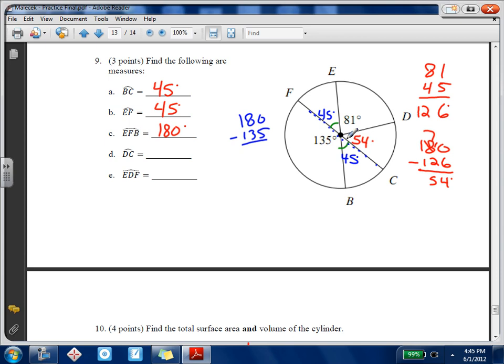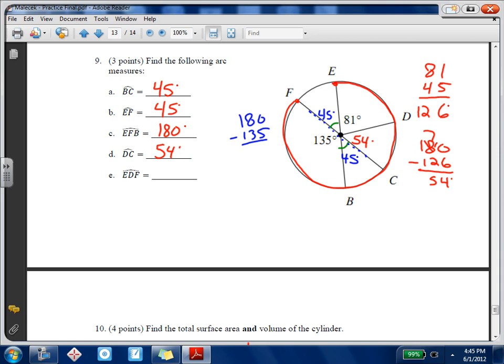DC, we take the shortest route from D to C. Goes along the outside there, 54 degrees. And the last one, EDF, from E to F. But because there's the point in the middle, we have to go the long way because it has to go through D. So E to D, all the way around to F.